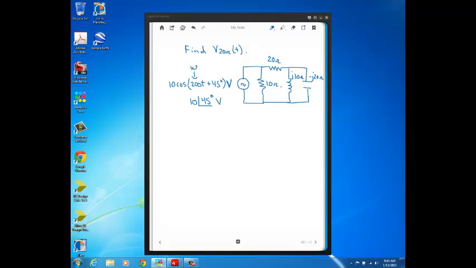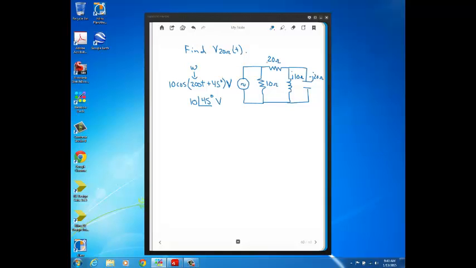Now, in this problem, we could, again, attack it by finding ZEQ, then finding the current for the source, seeing how the current splits up, and then getting voltage from Ohm's law. But in this problem, I'm going to use voltage divider again. You're going to see it's only going to take one equation to solve for what we're looking for, which is the voltage across this 20 ohm resistor.